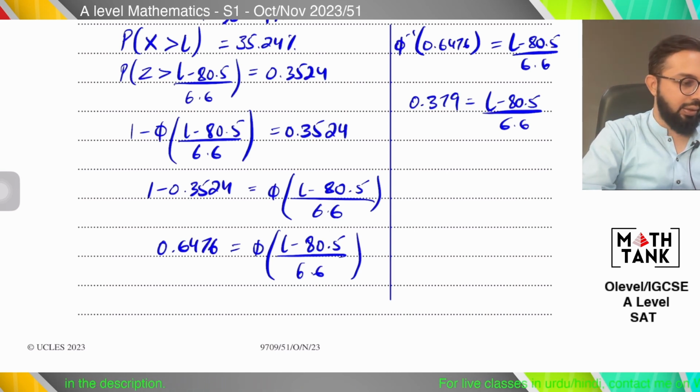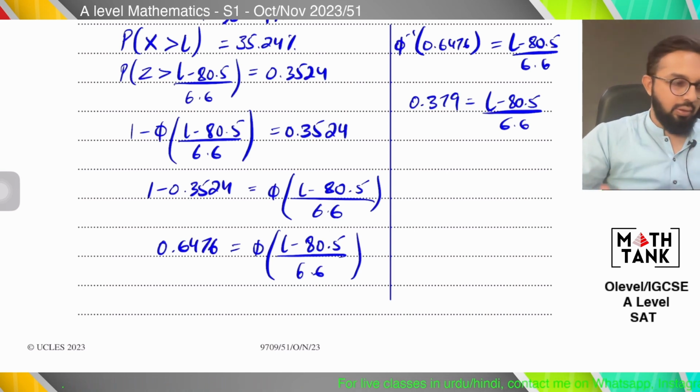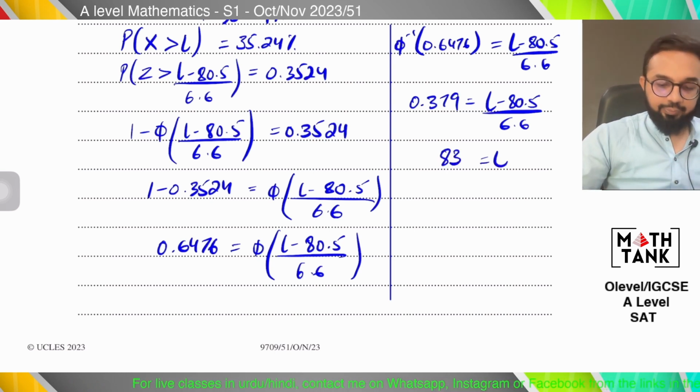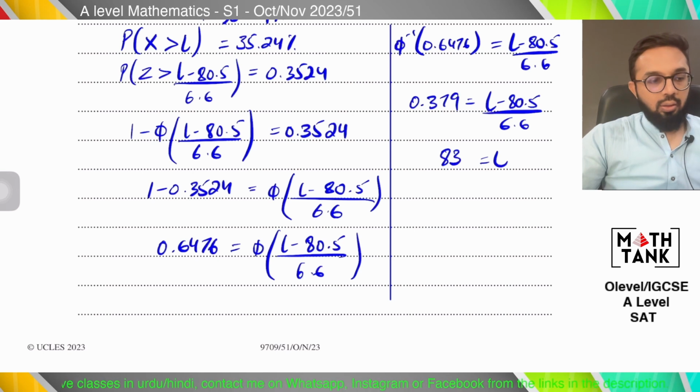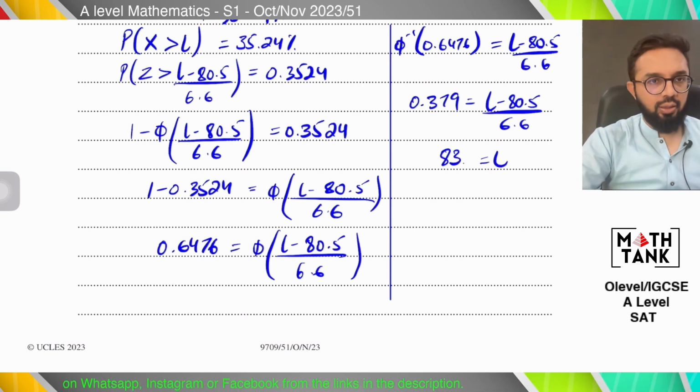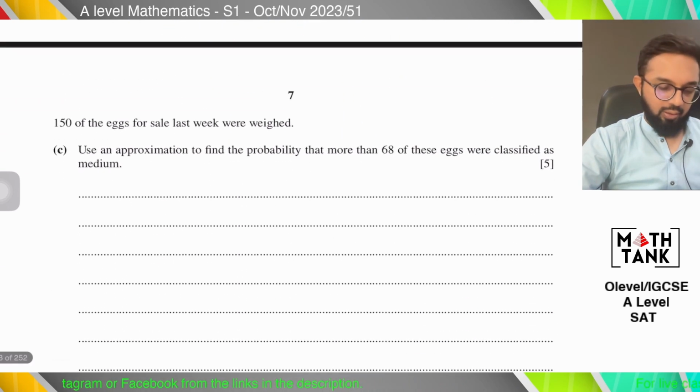So 0.379 times 6.6 plus 80.5, L equals 83. Okay. Since the decimal isn't causing any trouble, that should be the answer.